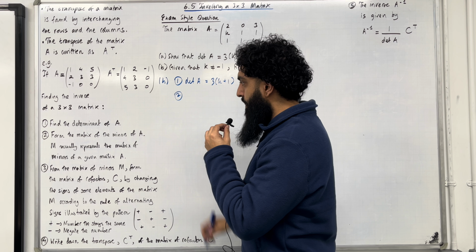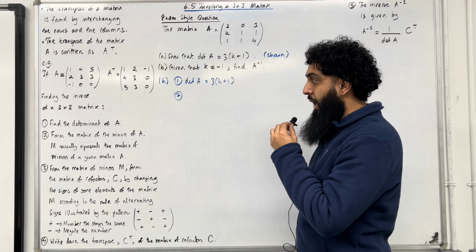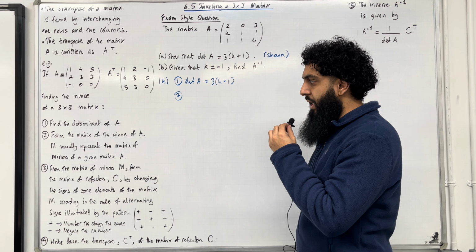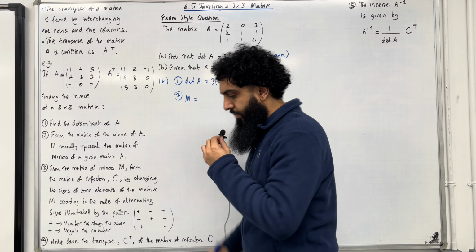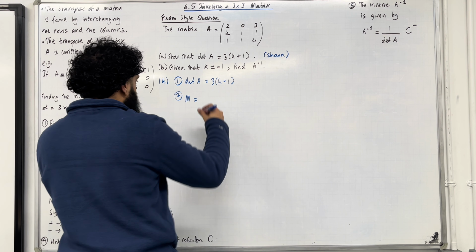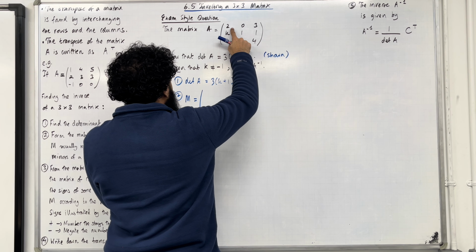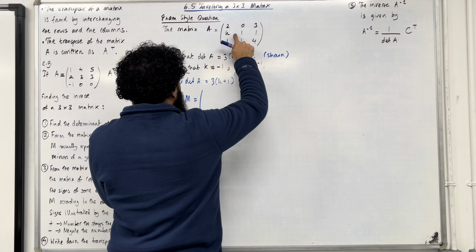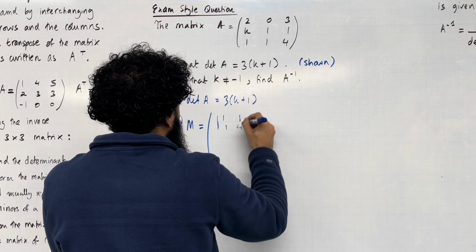Step number 2, form the matrix of minors of A. M usually represents the matrix of minors of a given matrix A. So we've got M equal the following matrix, the matrix of minors of A. So the minor of 2, delete this column, delete this row. I've got 1, 1, 1, 4.